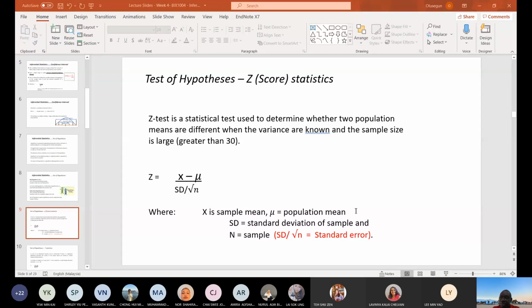Class, do we understand the way we test hypotheses or the way we express hypotheses before we go into testing? Yes, understand. Okay. So let's now look at various ways of testing for a hypothesis.